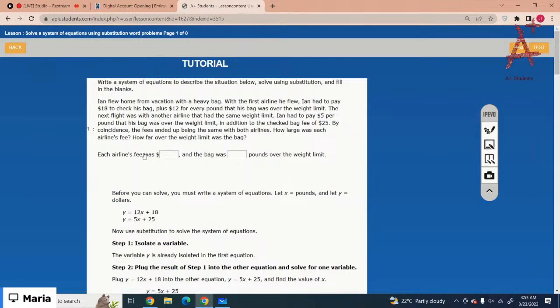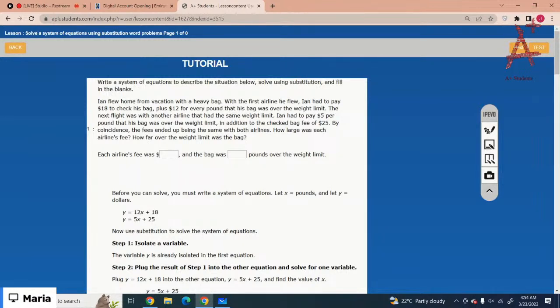The first one is Anne had to pay $18 to check his bag, plus $12 for every pound. So every pound is $12, so it would be y equals 12x plus 18. Then the second equation is Anne had to pay $5 per pound that his bag was overweight, in addition to the checked bag fee of $25. So it would be 5x for the per pound, so it would be y equals 5x plus 25.